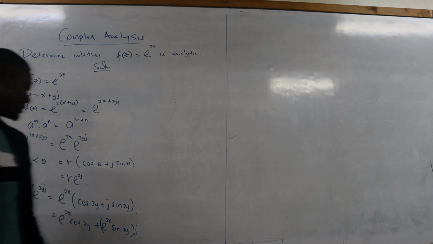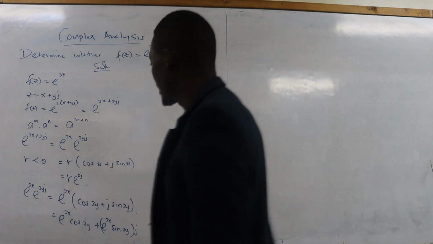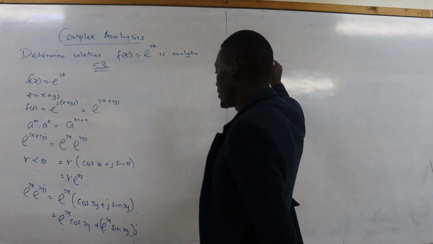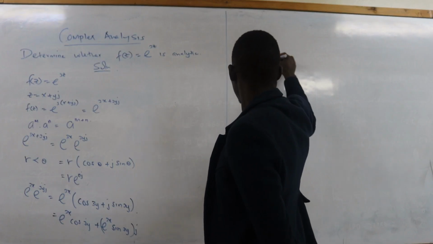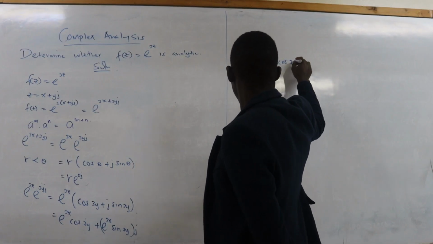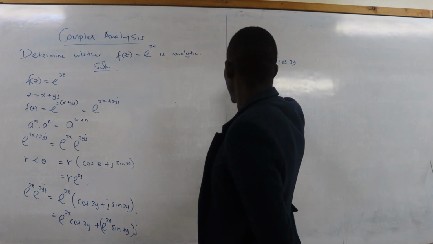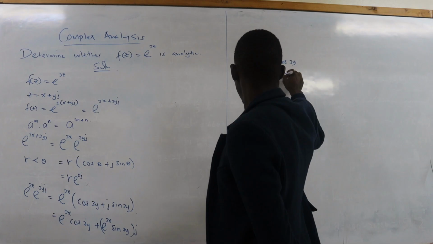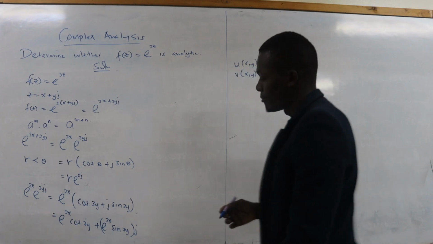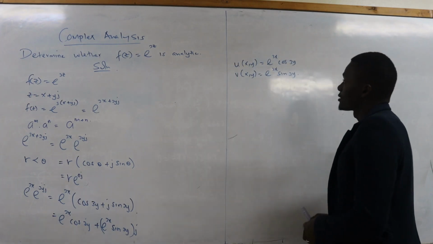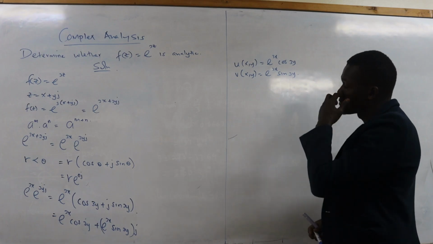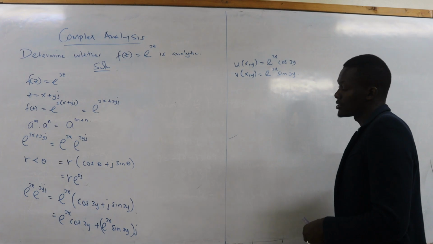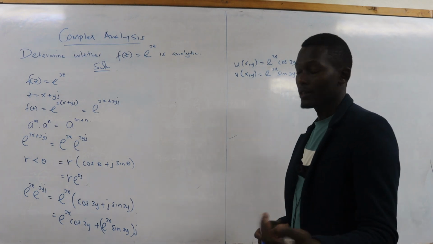So what is our u part? Our u in terms of x and y, which is the real part, will be given by exponent 3x cosine of 3y. What is our v in terms of x and y? It will be exponent 3x sine of 3y. Remember that the one without the j is the real part, and the one with the j is the imaginary part. Are we together?